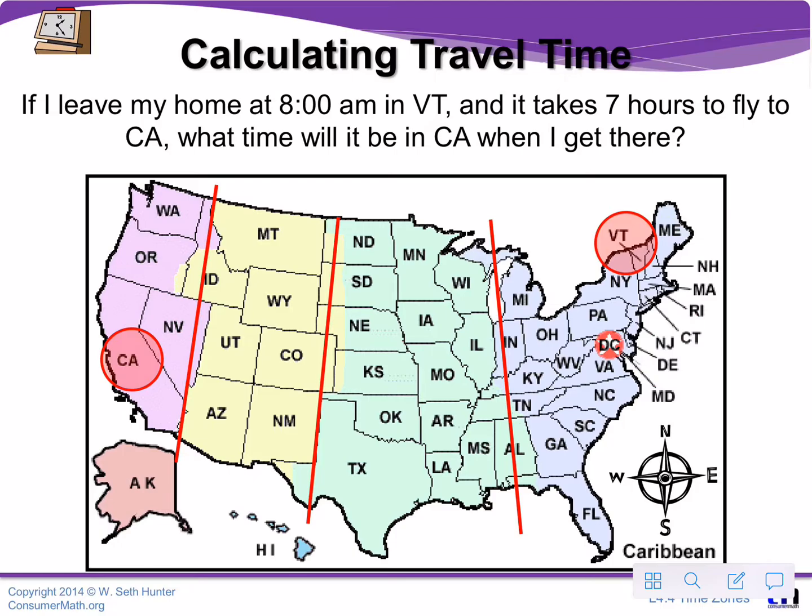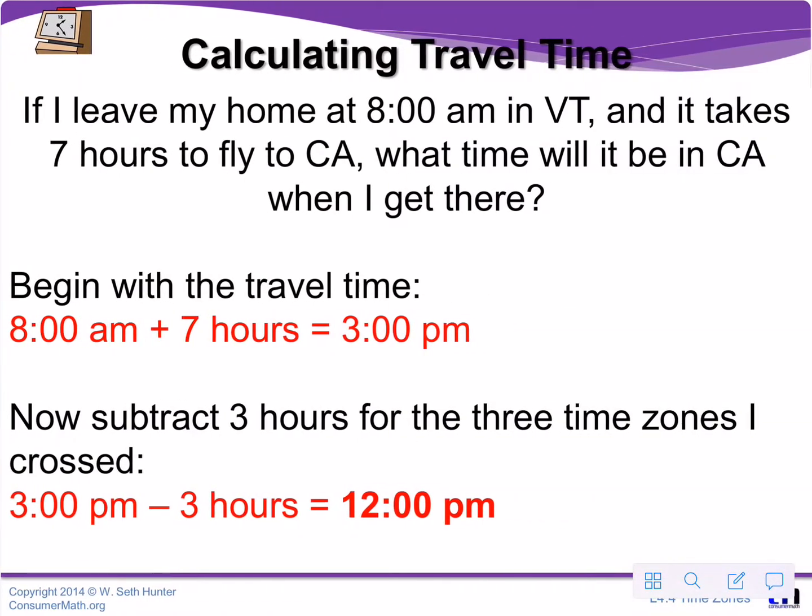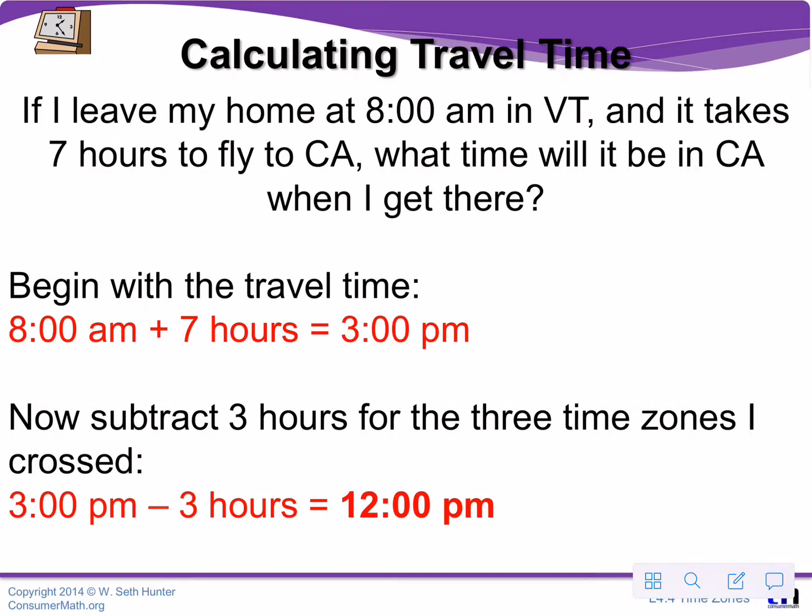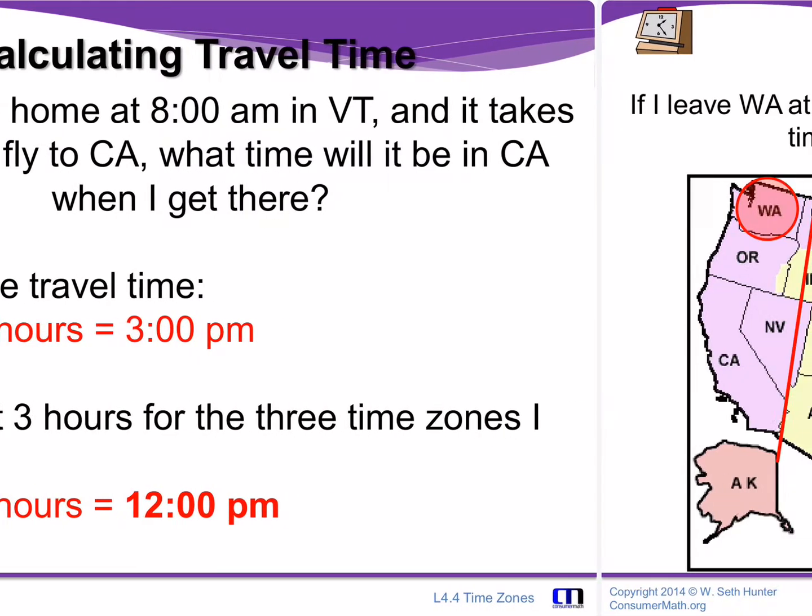If I leave my home at 8 a.m. in Vermont and it takes 7 hours to fly to California, what time will it be when I get there? So we're first going to deal with the time travel part and add 7 hours onto 8. So that would put us there at 3 p.m. Vermont time. But remember, because we're going from right to left across the time zones, we have to subtract 3 hours. So that would put it at 12 p.m. California time.